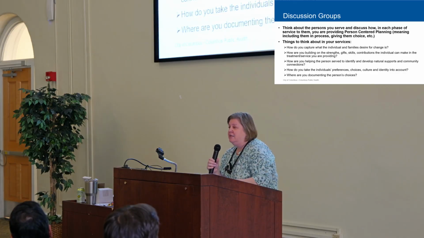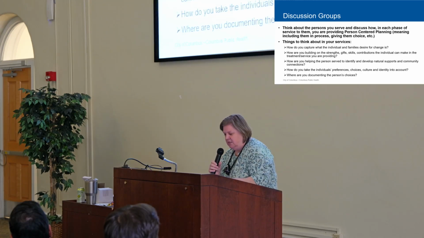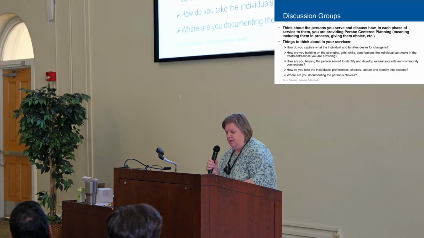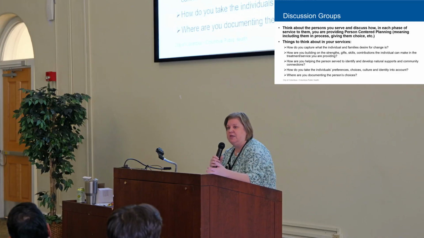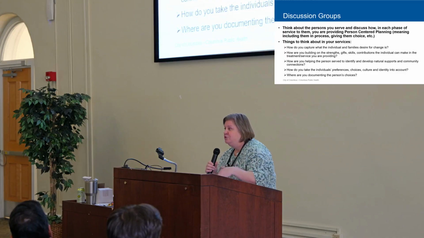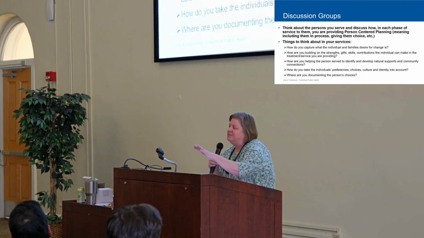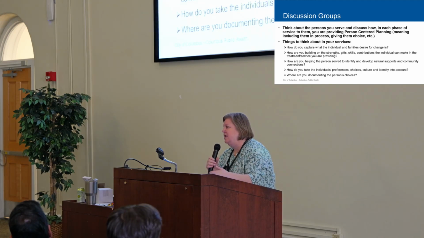And then here are some guiding things for you to think about in your own programs. How can you remove barriers for the person that's seeking the services? How do you capture what the individual wants, or their family wants if they're involved? Some of your programs may have family involvement just because of what you're doing in a crisis or something else, and in other ones you only see a client, but we need to be asking the client who they'd like to have involved with them for supports. How are you helping the person served to identify and develop their natural supports and community connections? What strengths do they have? And all of us work from a strengths-based approach, so this should be an easy kind of conversation about what you've been doing.